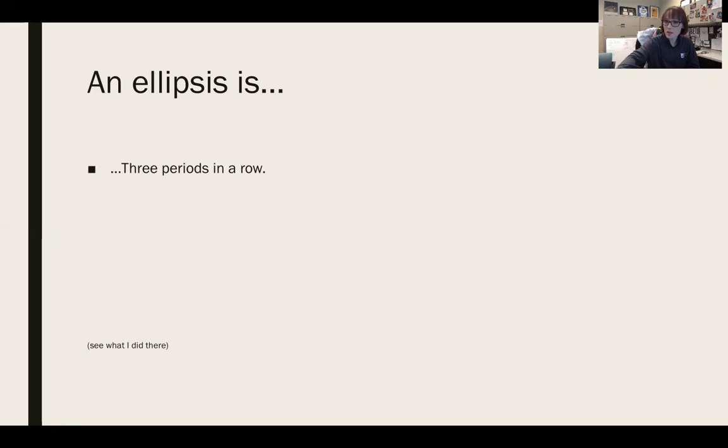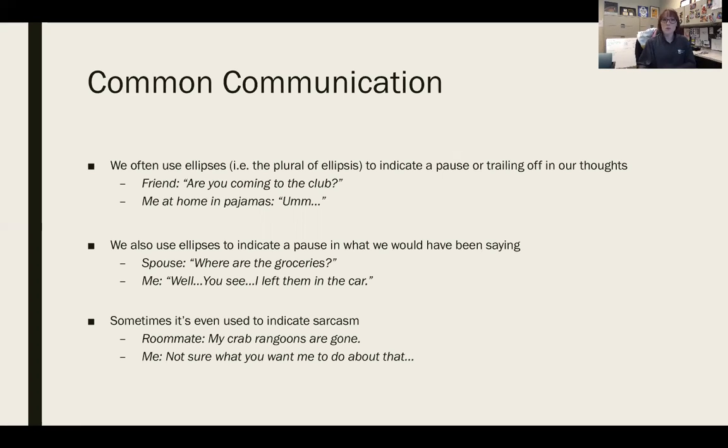So I'm sure many of you have used these in common speech, and you've seen them in books that you've read and texts and everything, and you use them in messages that you send to friends. But in academic settings, we use it in particular ways. So let's go over what those are. So in our common communication, the way you and I probably talk with friends via our phones, social media, and what have you, we often use ellipses, the plural of ellipsis, to indicate a pause or trailing off in our thoughts. So your friend could text you, "Are you coming to the club?"